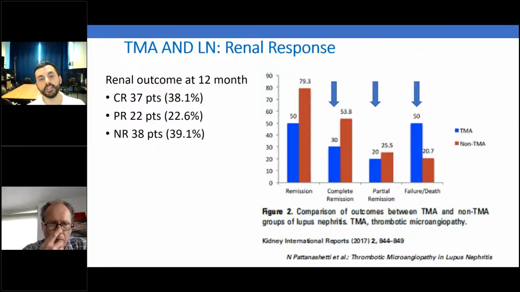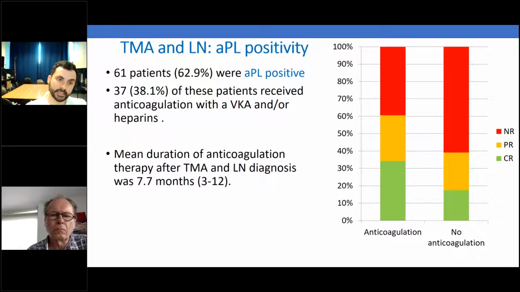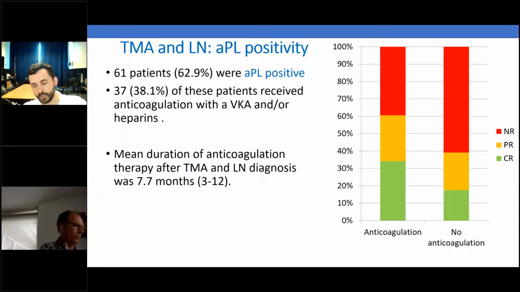How did they behave? What was the clinical response? Not surprisingly, the observed clinical response was the same as what we have in the literature. So roughly 40% of the patients were non-responders, regardless of the induction and maintenance therapy that was used. And complete renal response, when assessed by KDIGO outcome, was not higher than 38%. But what was interesting is that roughly 60% of those patients were APL positive, and 37 of those, which is about 40% of the patients, received vitamin K antagonists or heparin according to the treating physician's decision.